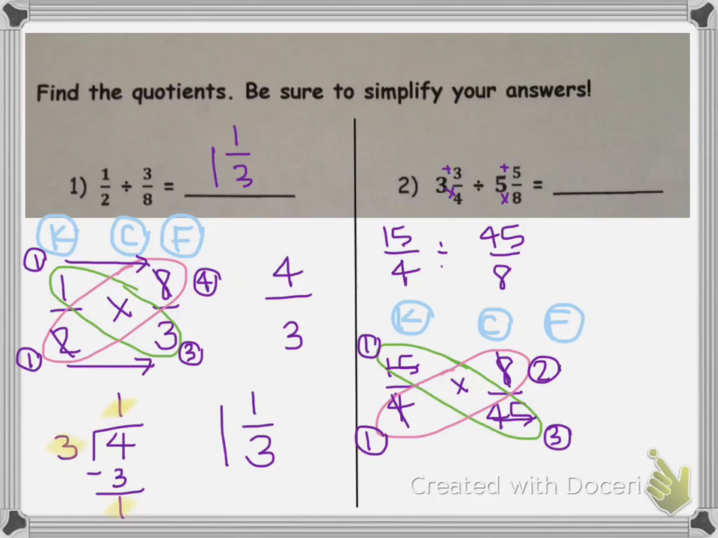Now that I've simplified, I can multiply across. 1 times 2 gives me 2. 1 times 3 gives me 3. So my answer is 2/3.